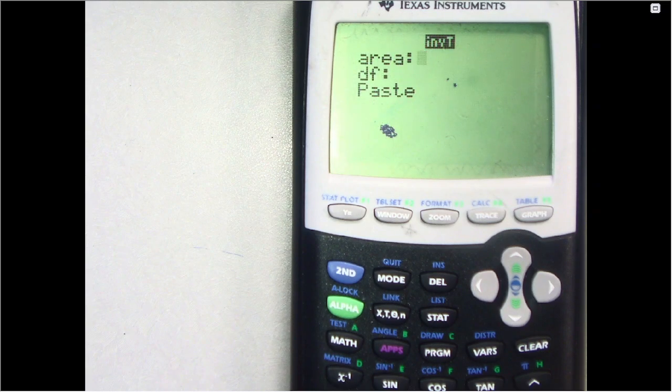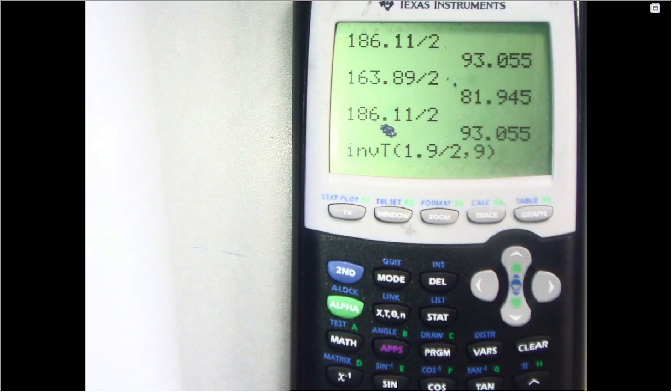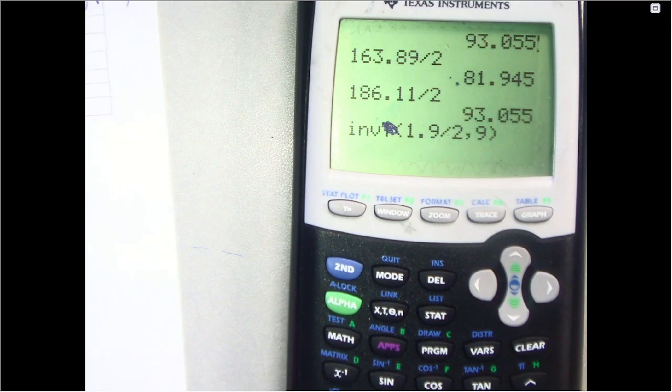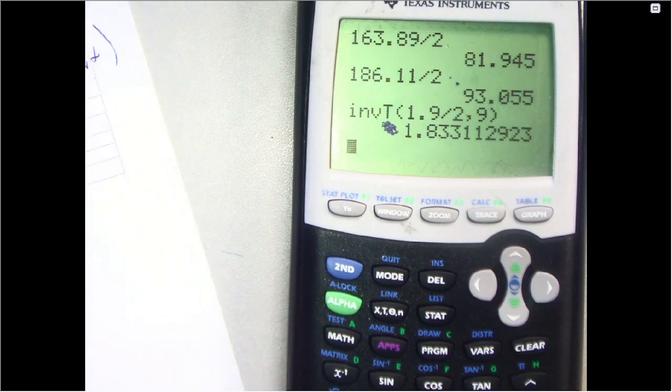This is 90%. So you're gonna do 1.9 divided by 2. That's the same thing we did before, right? For like a z star thing. Degrees of freedom is 9, so you don't put the sample size, you do the subtraction of 1 first. And then hit enter, then I get 1.83.